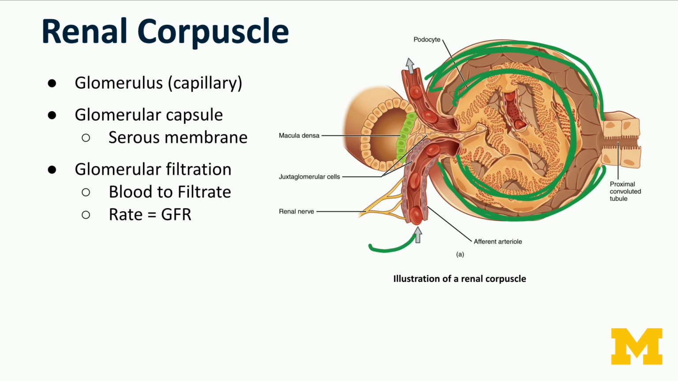So the afferent arteriole moves blood in. That blood is transformed into filtrate and moved along the tubules, and the efferent arteriole moves blood out towards the peritubular capillaries. The rate at which blood is transformed into filtrate is called the glomerular filtration rate. We can shorten that to GFR. And GFR is going to be proportional to blood pressure.